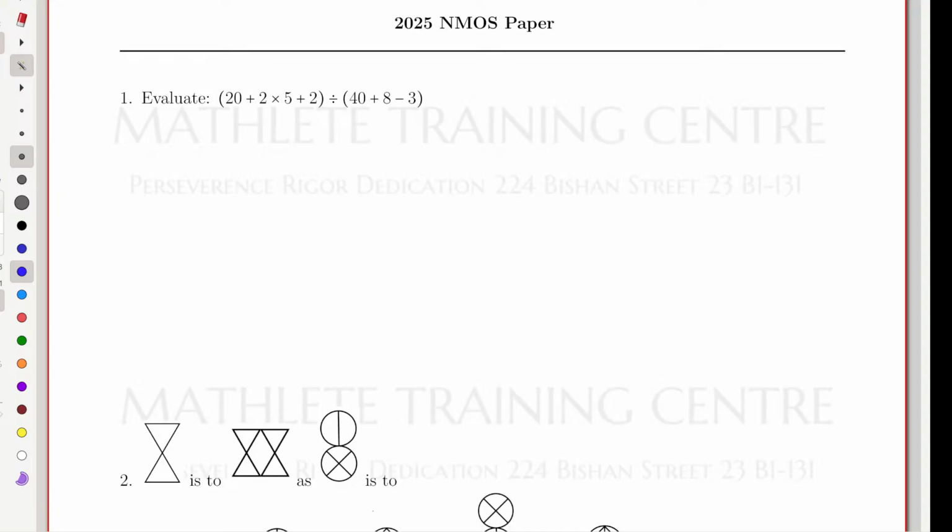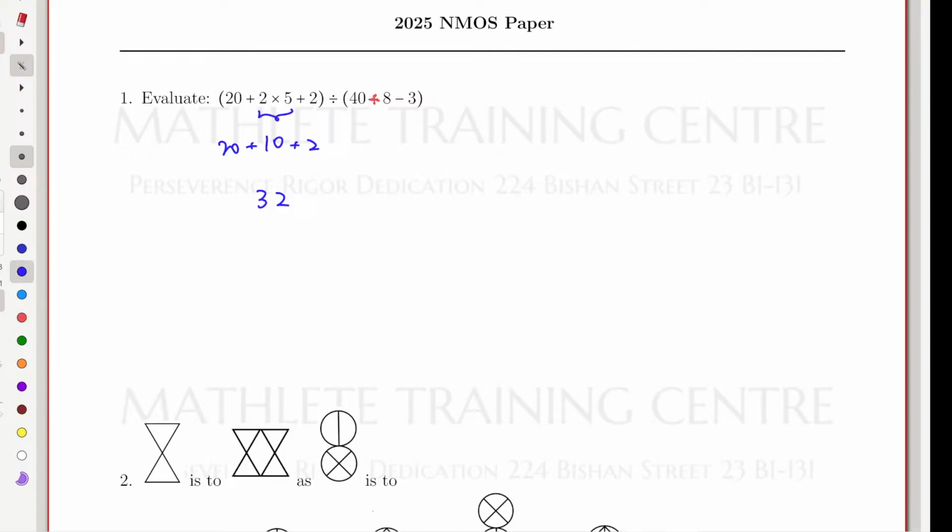So here, if you follow the order of operations, 2 times 5 is equal to 10. So on the left hand side, we have 20 plus 10 plus 2, that's equal to 32. Then we divide by 40 plus 8 minus 3. Actually, wait, this is a typo. Sorry, this is supposed to be a divide over here. Sorry about that. This is a divide.